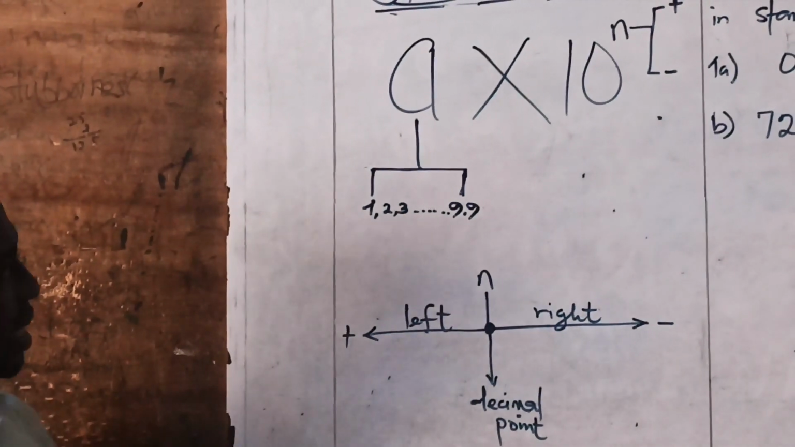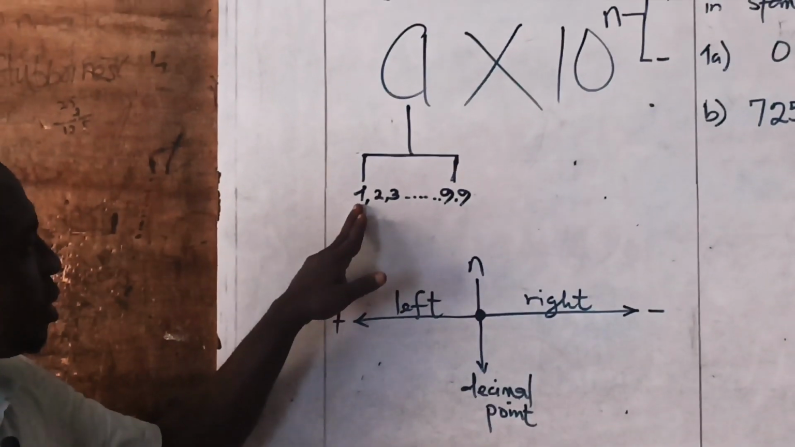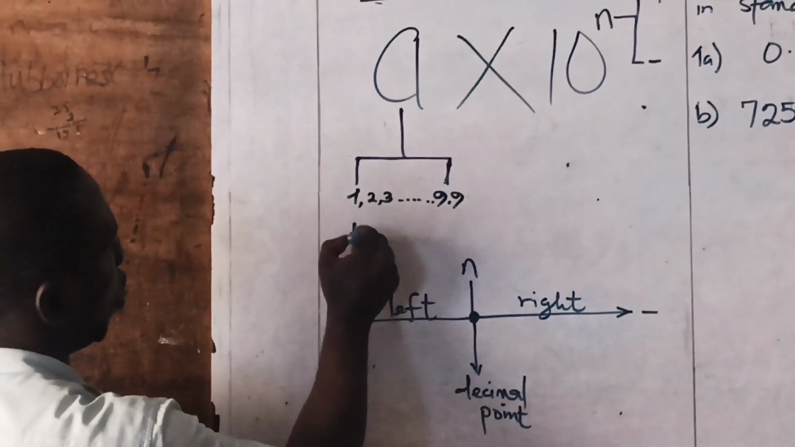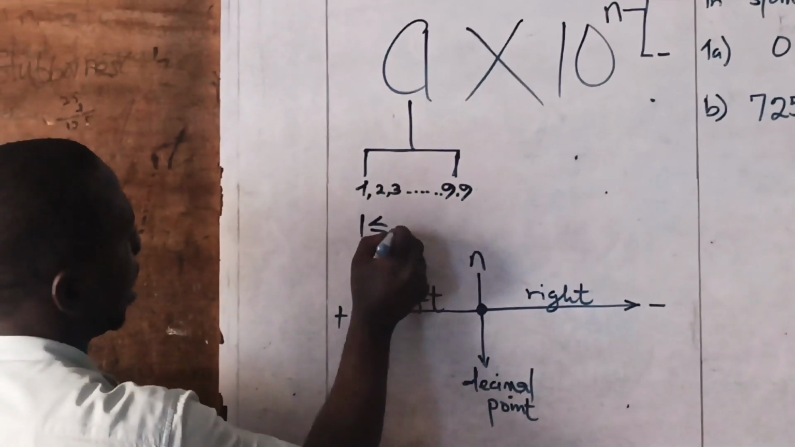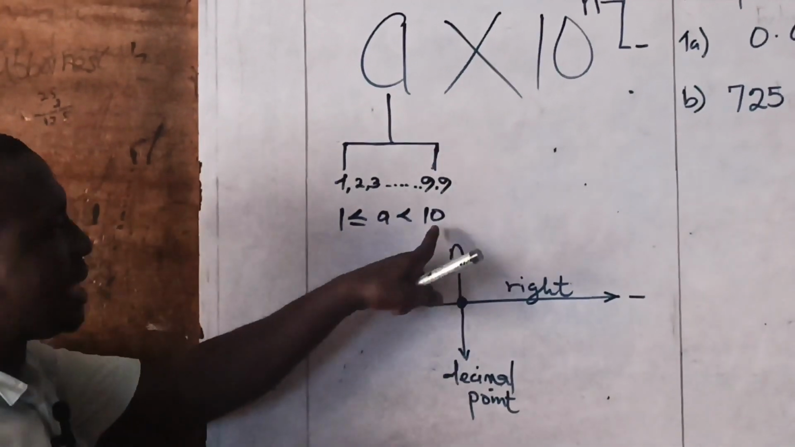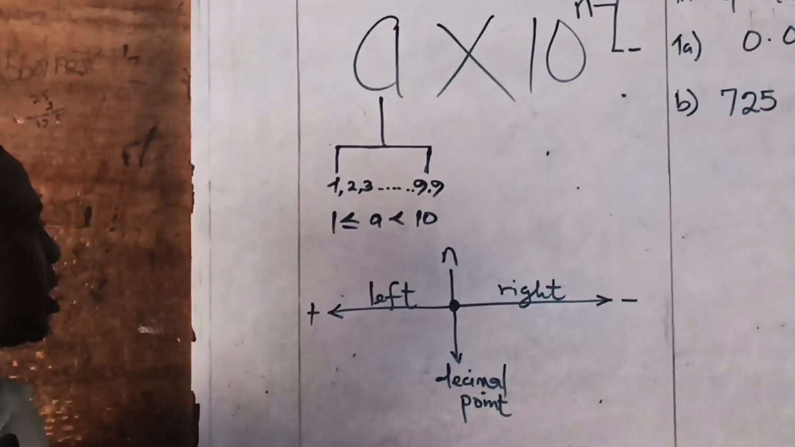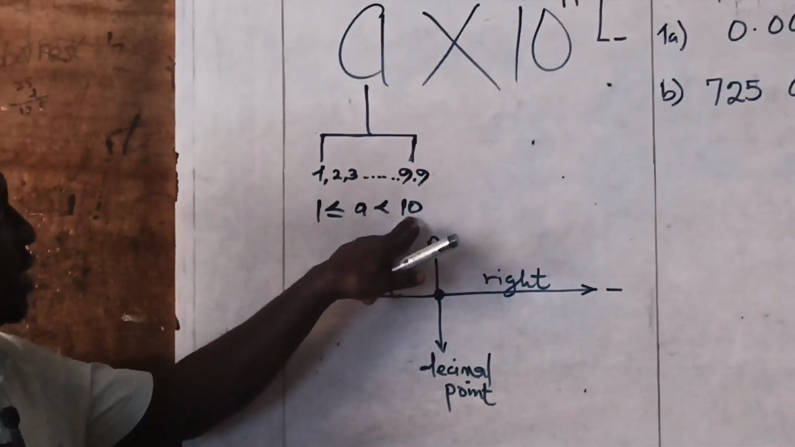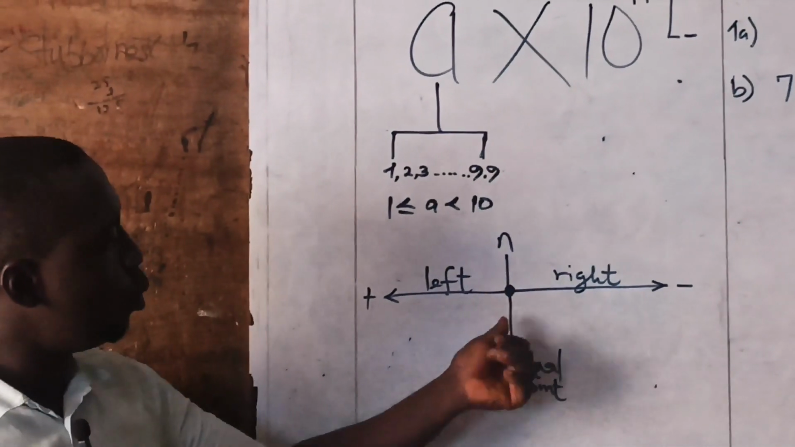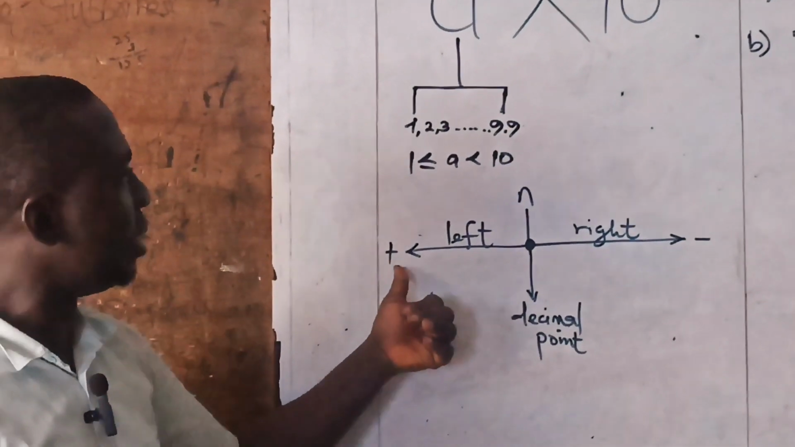I hope you are able to understand what I've just said. Like A can be 1 up to 9.9, meaning that 1 is less than or equal to A, while A is less than 10. It can never be 10. That is what it means. But it can be 1, it can be 2, up to 9.9, but it can never be 10. So that is how to know A. For N, if you move your decimal point to the right direction, it will be negative. But if you move it to the left, it will be positive.